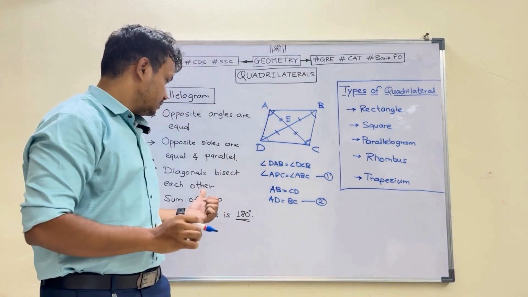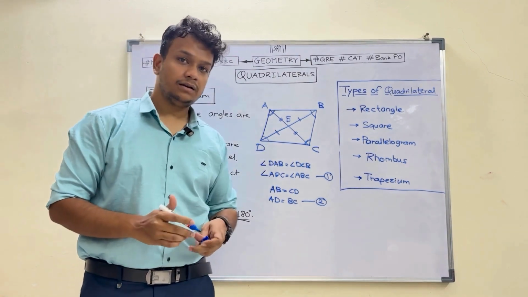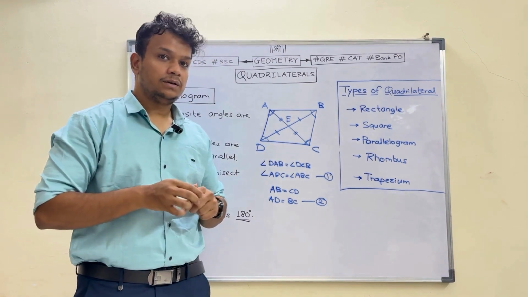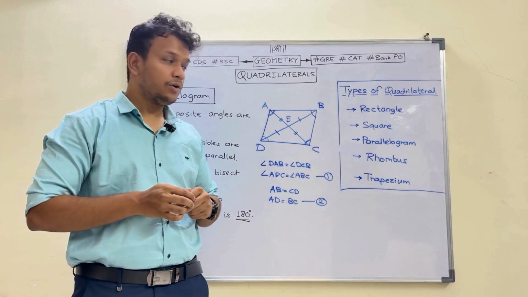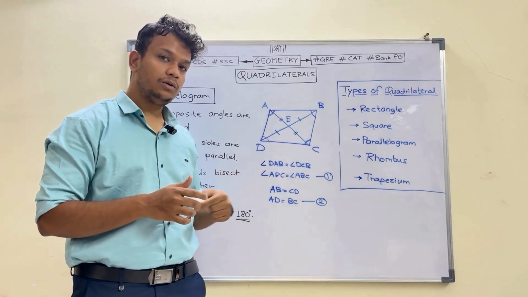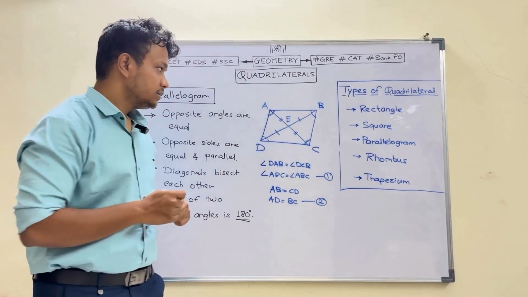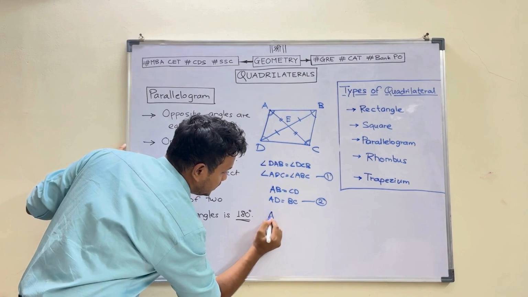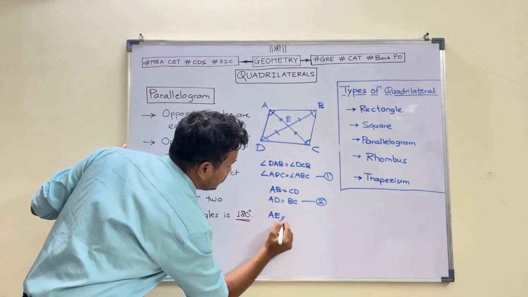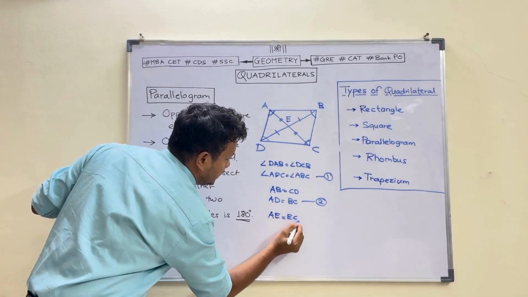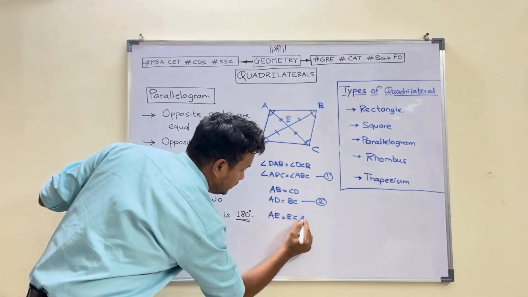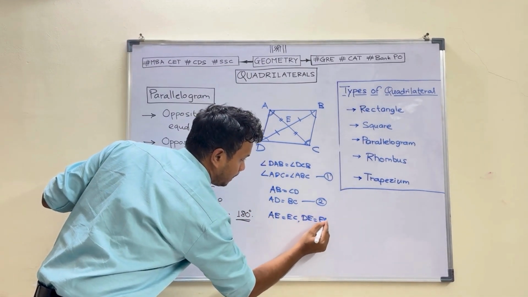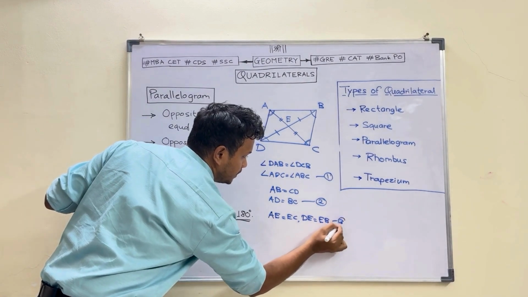They have mentioned that diagonals bisect each other, correct? But they are not perpendicular and they're not equal. This is a very important differentiation point between the square, parallelogram and rectangle. If we see here, it only bisects each other. So I can put it here, AE should be equal to EC, and the same goes with the other pair, DE should be equal to EB. This is my third property.